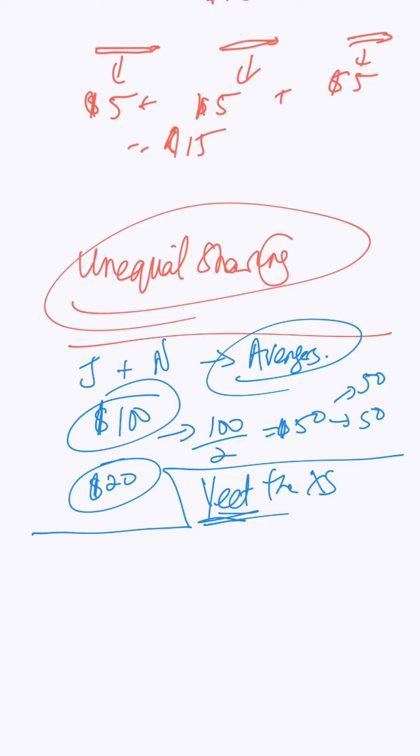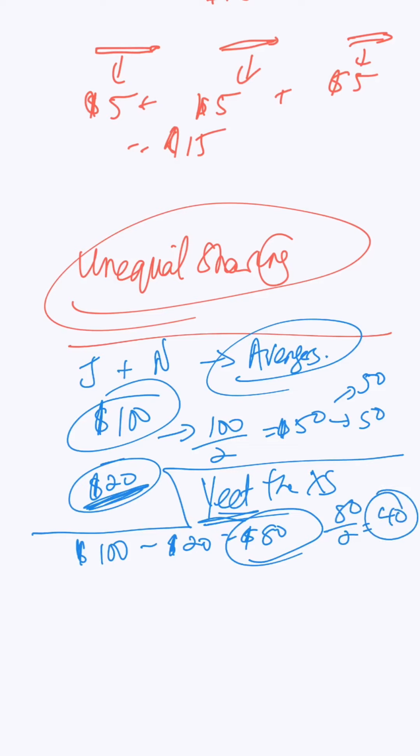So the first thing that we do is we would take that $100 and the excess which Joshua would be getting, we take it away, we subtract. So 100 minus 20 would give us 80. Then, once we have this figure, then we divide equally. So we say 80 divided by 2, which will be 40. So that means Joshua will get 40, Nadir will get 40.